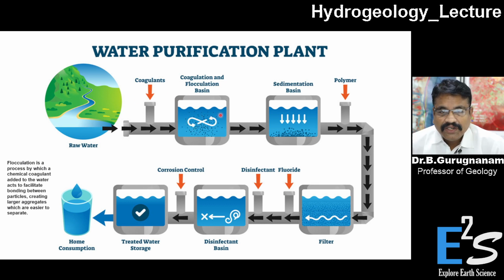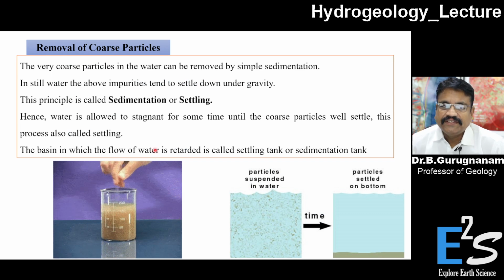You treat the water by means of aeration, coagulation and flocculation by adding chemicals, and then allow the water to settle down for some time. Then you filter the water, bring it to the disinfection basin and treated water storage, and then send it for consumption. Flocculation is a process by which a chemical coagulant added to the water facilitates bonding between the particles, creating large gels. Of course, we will see the details now.